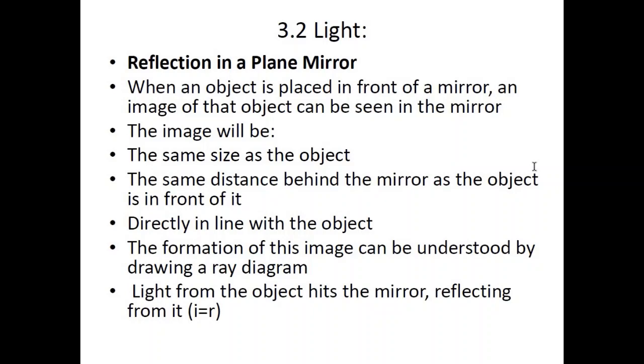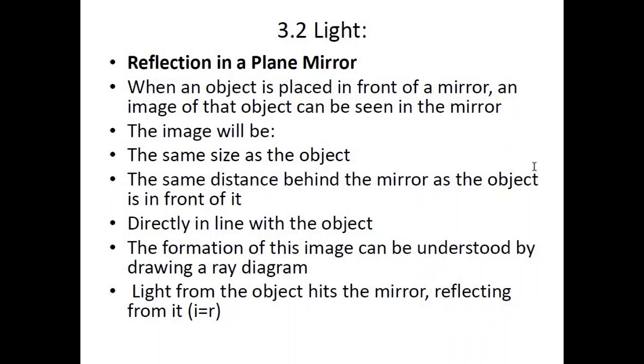Reflection in a plane mirror. When an object is placed in front of a mirror, an image of that object can be seen in the mirror. Always remember that in a plane mirror, the image will be the same size as the object. It will be at the same distance behind the mirror as the object in front of it. The image is directly in line with the object. The image and the object will be in the same plane.